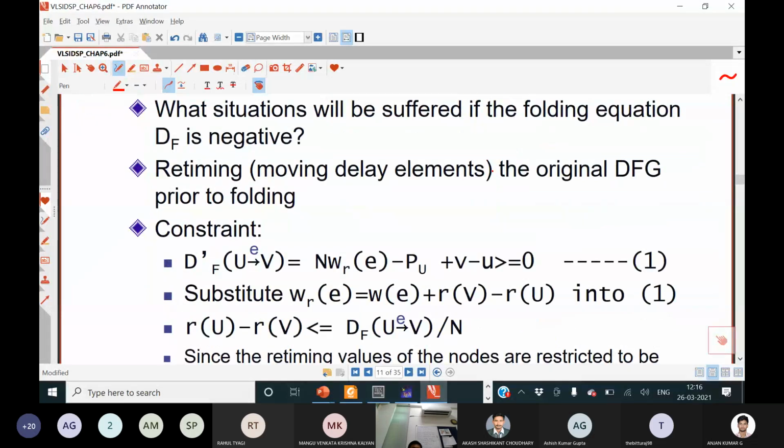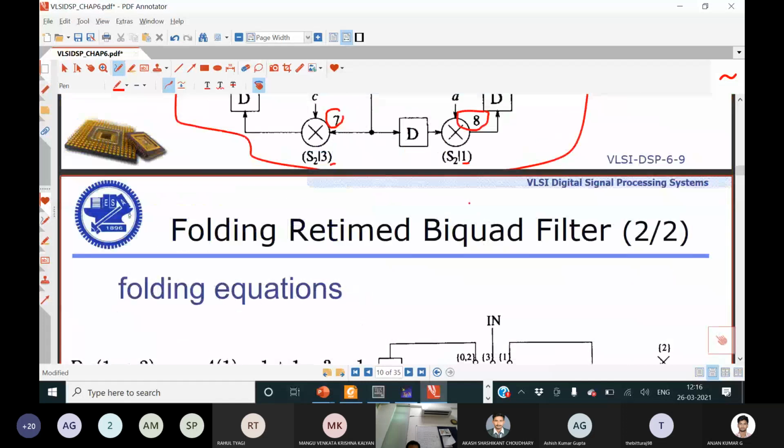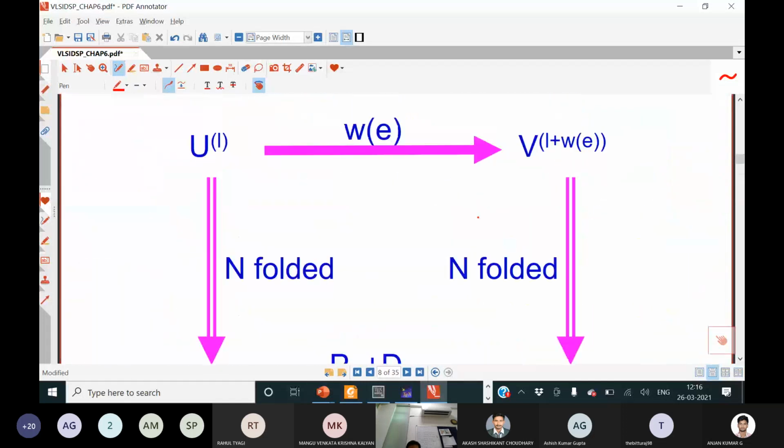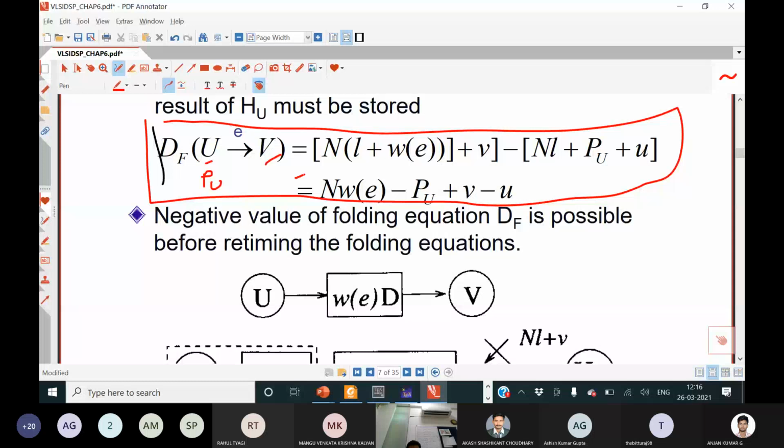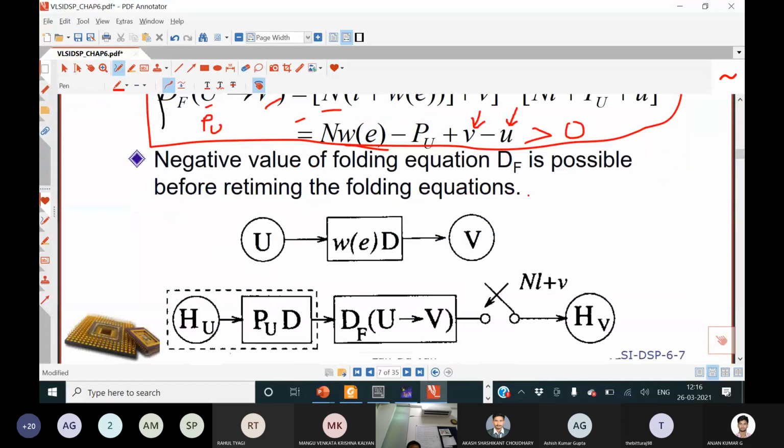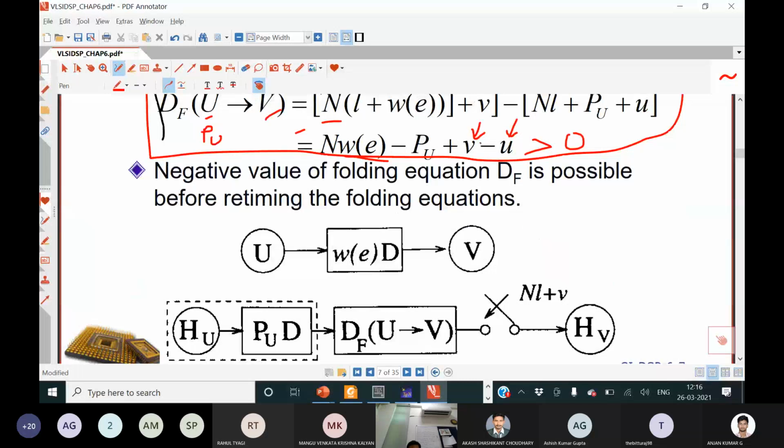Retiming is there. Retiming will ensure that the equation we derived yesterday gives a value greater than 0. All the parameter values you know. N is given. W_e, that means once you have a DFG, you know the weight associated with this edge. The V and U instances you can find in two ways, the V and U instance and the pipelining. So all this information is given to you.